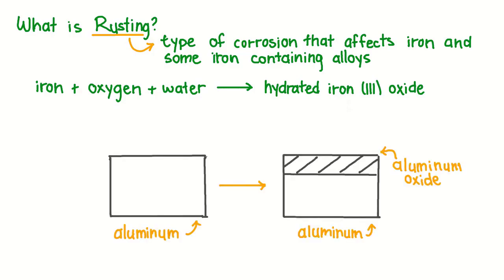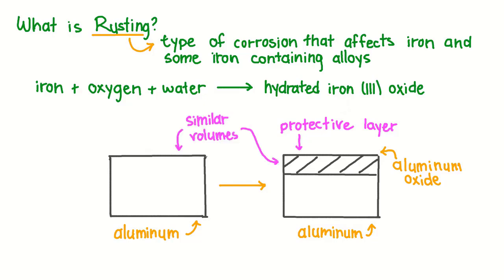If we compare rusting to other forms of corrosion, rusting is particularly damaging. For example, aluminum will corrode to form aluminum oxide. As we learned, hydrated iron(III) oxide will flake off the surface of the metal, exposing more iron to oxygen and water, causing it to rust. Aluminum oxide, on the other hand, does not flake off the surface of the metal. It forms a protective layer on the aluminum, preventing further corrosion. Aluminum and aluminum oxide also have more similar volumes than iron and rust do, which means that when aluminum corrodes, there won't be damage caused to surrounding parts.